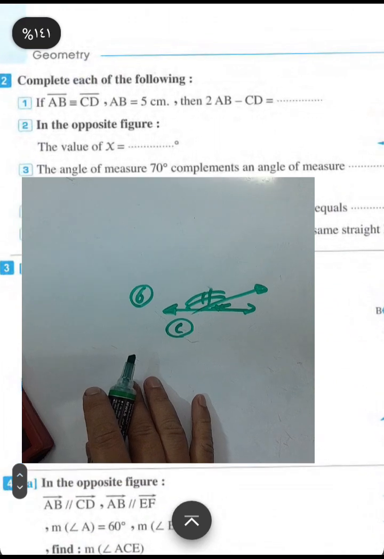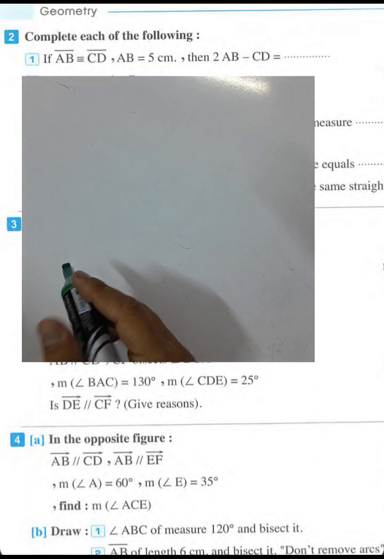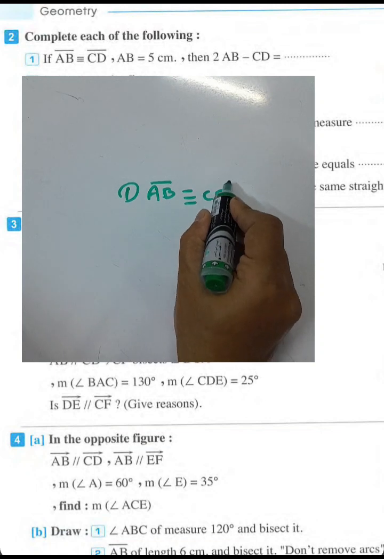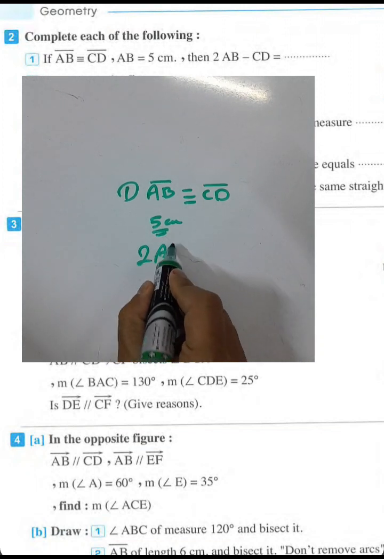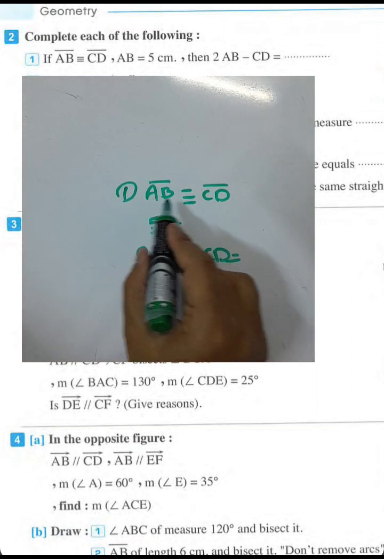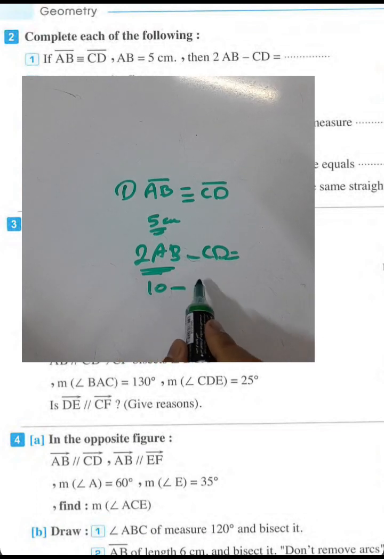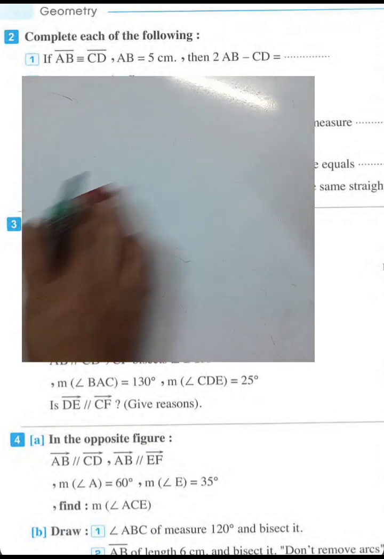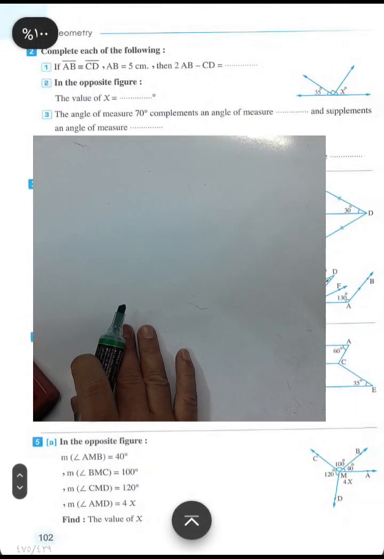Question number 2, complete the following. Number 1: if line segment AB is congruent to line segment CD, and AB was 5 centimeters, then twice AB subtract CD. We know the side length of AB equals the side length of CD, so 2 times 5 will be 10, and CD will be 5. 10 minus 5 will be 5 centimeters. The result will be 5 centimeters.